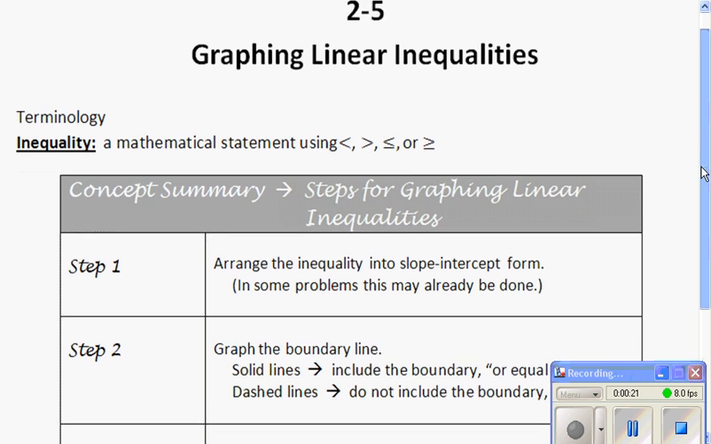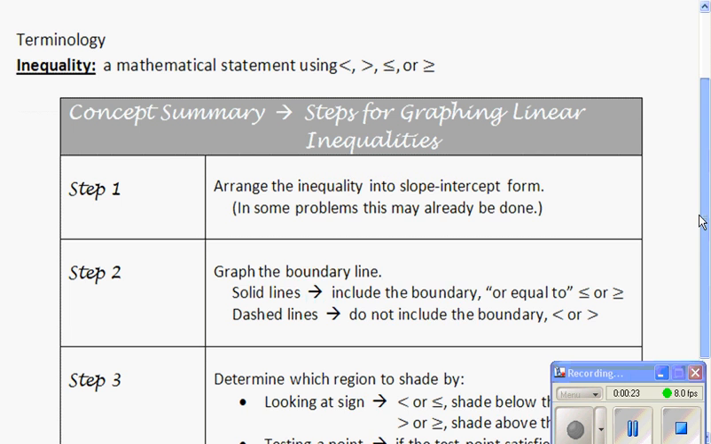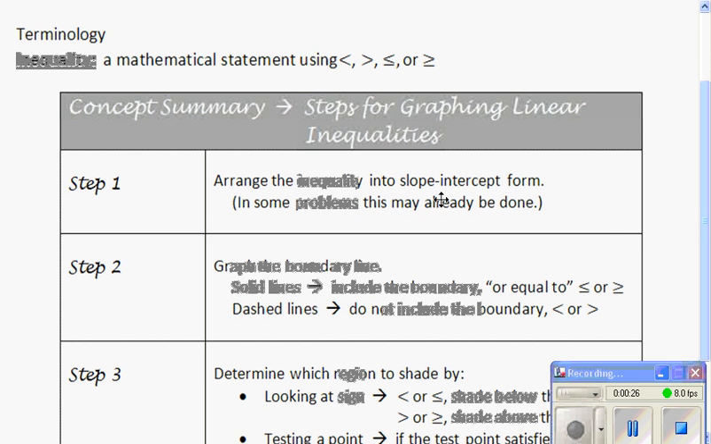When graphing linear inequalities, there are 3 steps that you'll want to refer to. Step 1 is to make sure it's in slope-intercept form. Step 2 is a big one. Anytime there is a less than or equal to or greater than or equal to sign, you are using a solid boundary line. And when it is less than or greater than, it is a dotted or dashed boundary line. The dashed boundary line means that the values are not included. The solid boundary line means the value is included.